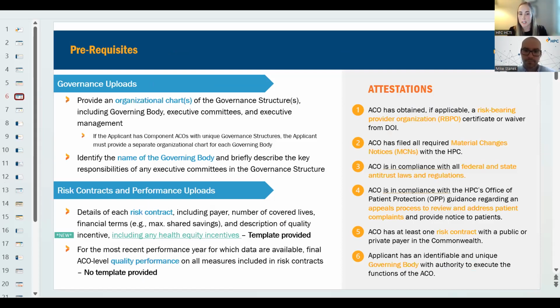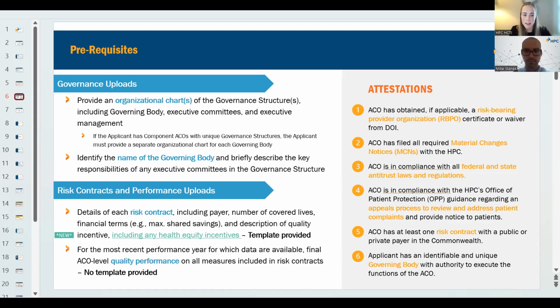So to start us off with the prerequisites, there are several prerequisites that the applicant needs to meet by providing information on ACO governance, on risk contract structures, and quality performance, as well as attesting to a series of legal and regulatory expectations for organizations applying for certification. On the right-hand side of this slide, we have that series of legal and regulatory attestations listed here. I won't walk through all of them, but do want to note that this includes attesting that the applicant, inclusive of those component ACOs that I mentioned before, has complied with each of the statements listed here.